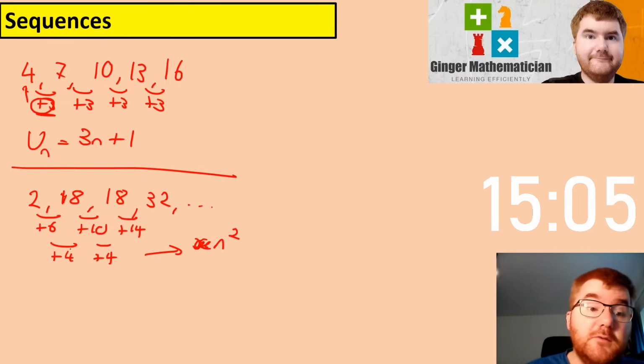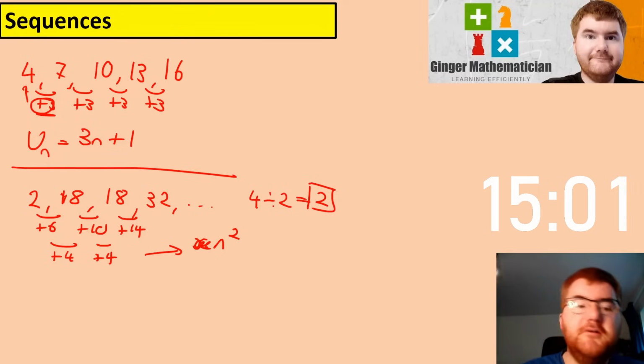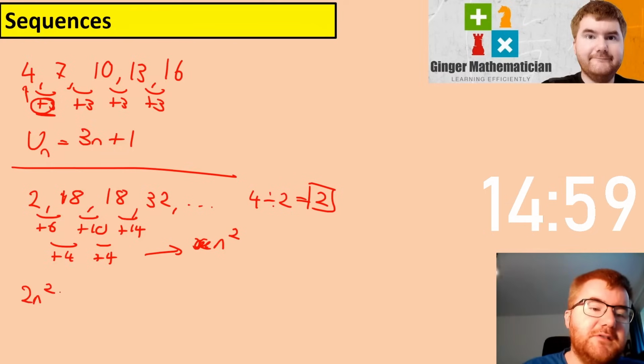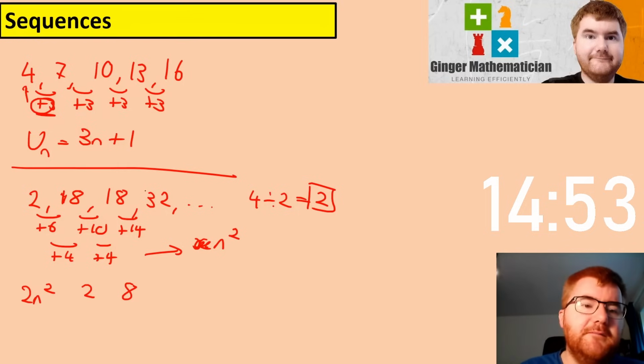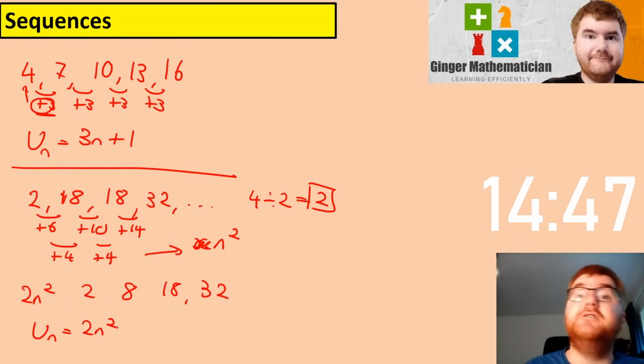The way that we deal with this is we take the 4, divide by 2. This is equal to 2. So we need to write out the 2n squared. So all the square numbers multiplied by 2. So 1 times 2 is 2. 4 times 2 is 8. 9 times 2 is 18. Actually, we get the same sequence. So our nth term here is just 2n squared.